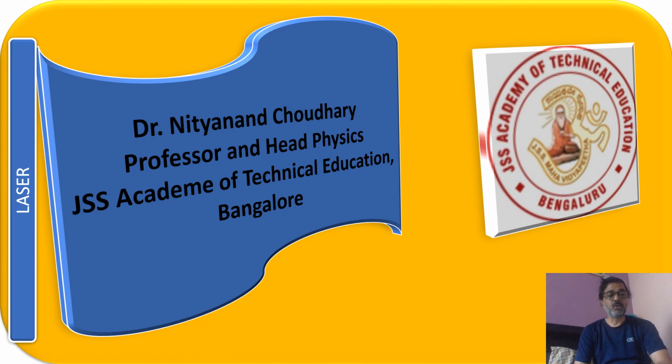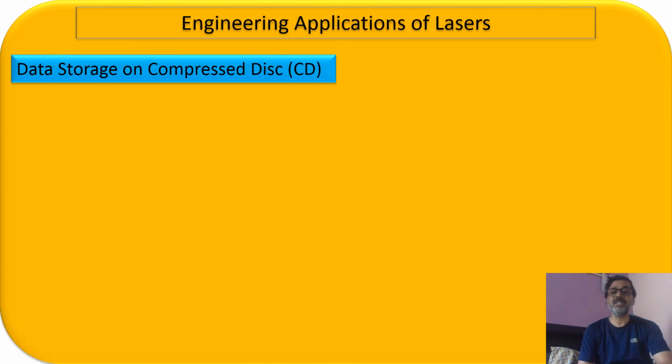Now we are going to continue with the ledger, and probably this is the last theoretical class of the ledger. In this class, we are going to see the engineering applications of the ledger, and particularly here we have two applications. One by one, we are going to deal with both. The first application is how we are going to write the data on a CD: data storage on the compressed CD.